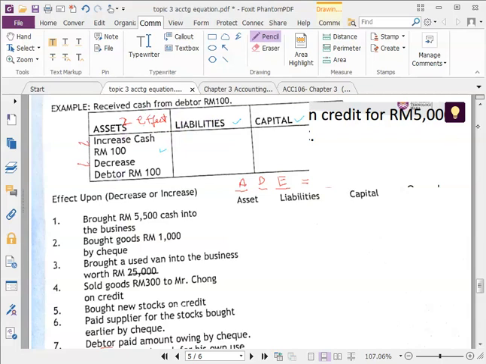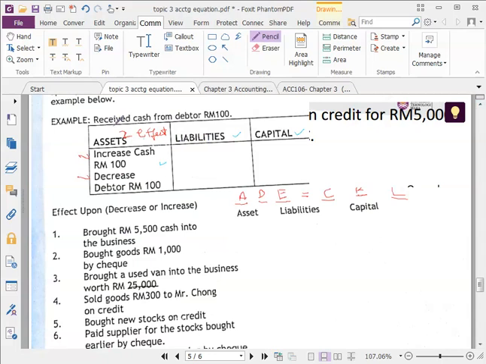Okay, you look at the example here. Receive cash from debtor. Debtor is our account receivable. Did you remember who is account receivable? Account receivable is our asset. Please remember, other name for debtor is also account receivable. So account receivable is our current asset.